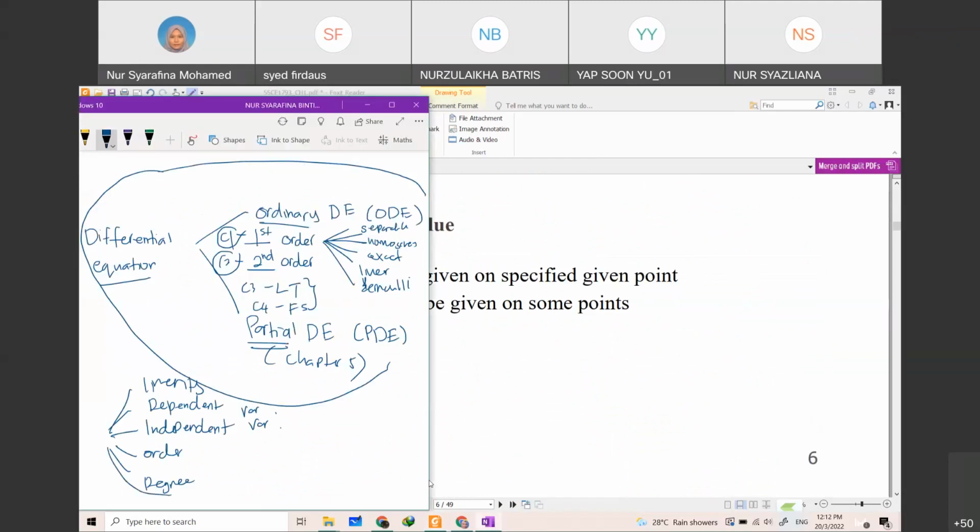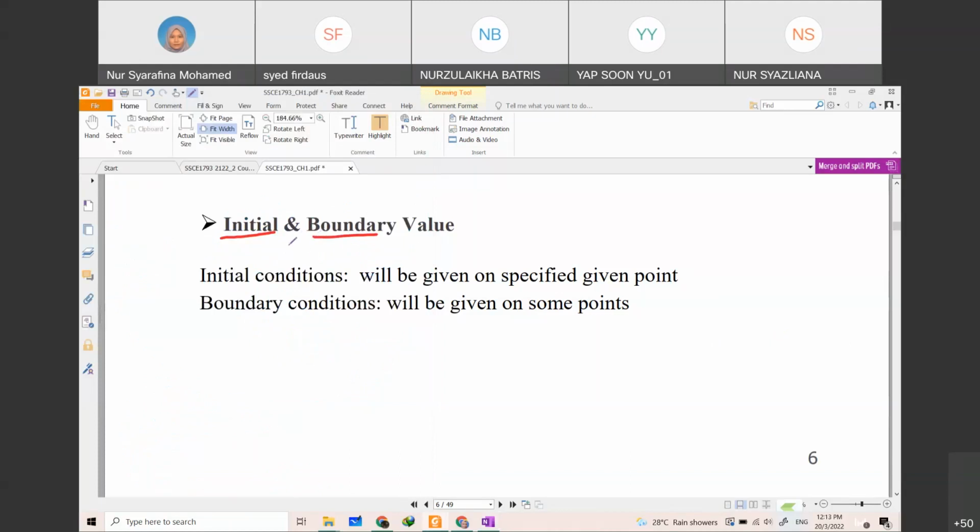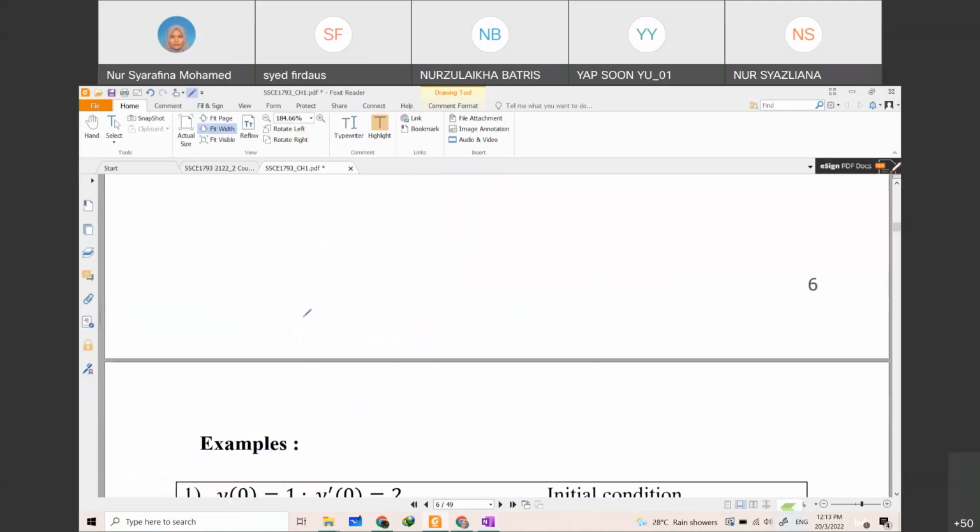So we have condition, which are initial and boundary. So initial condition will be given on a specific given point. Boundary condition will be given on some points. What are the difference? Okay, example.